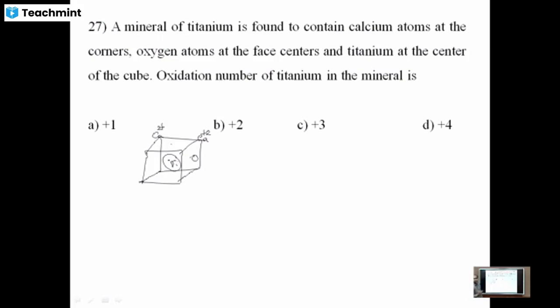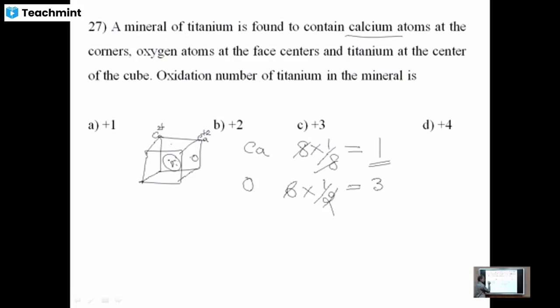Let us write the molecular formula first. We have 8 corners. Each corner is occupied by calcium. So there are 8 corners, each having contribution of 1 by 8 per unit cell. So total number of calcium atoms per unit cell is 1. What about oxygen? Oxygen is present at the face center. How many face centers do we have? We have 6 face centers, each having contribution of half. Each face is shared by one more unit cell. Therefore, contribution of this particle per unit cell is half. So, total number of oxygen is equal to 3.